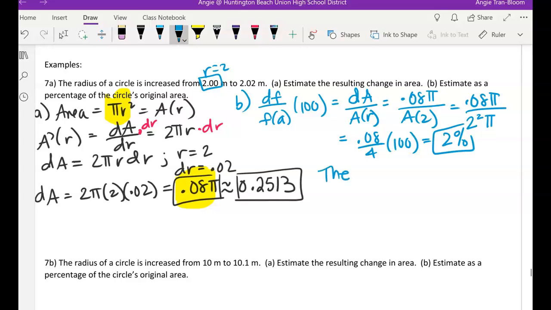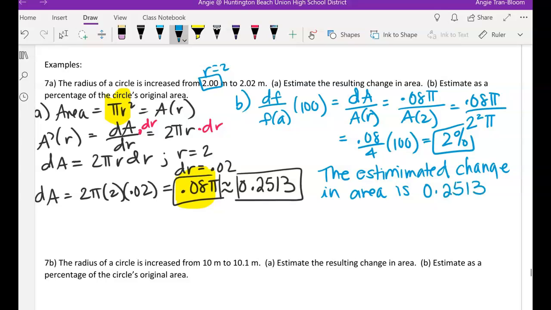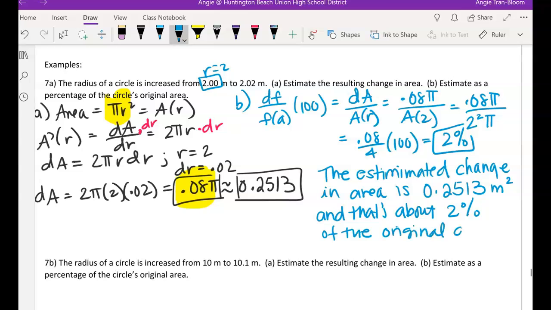The estimated change in area is 0.2513 meter squared, and that's about, we said 2% of the original area, okay? Box it up. There you go.